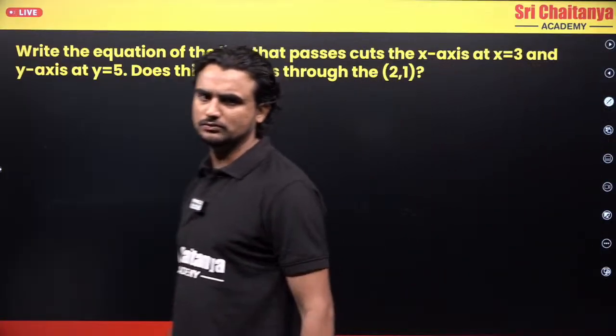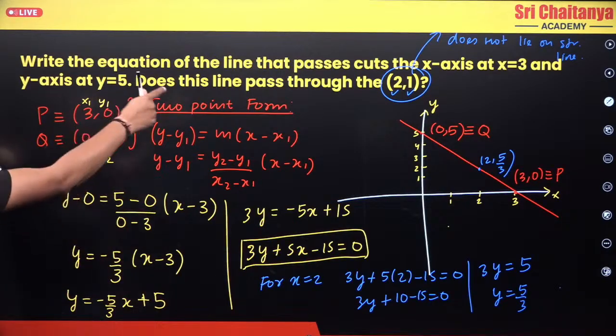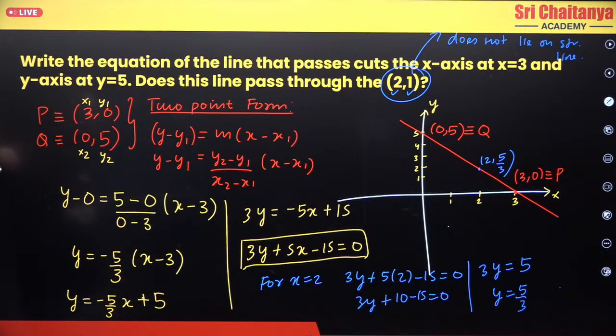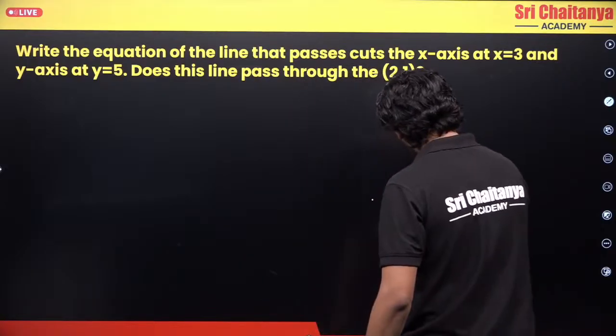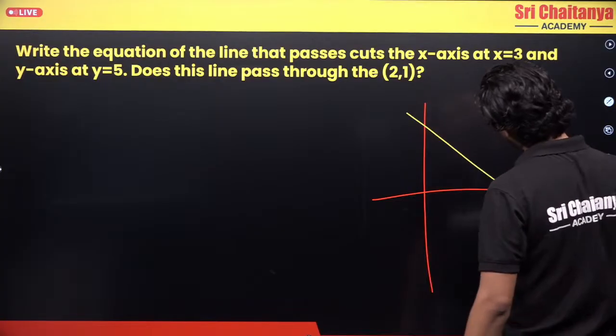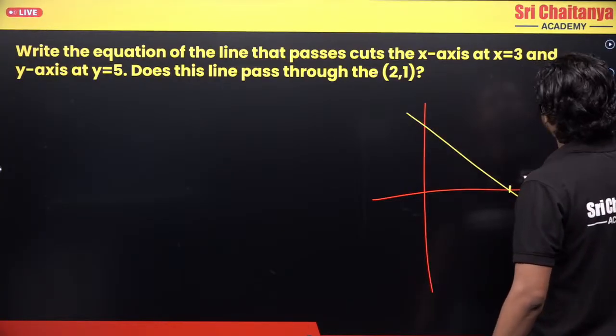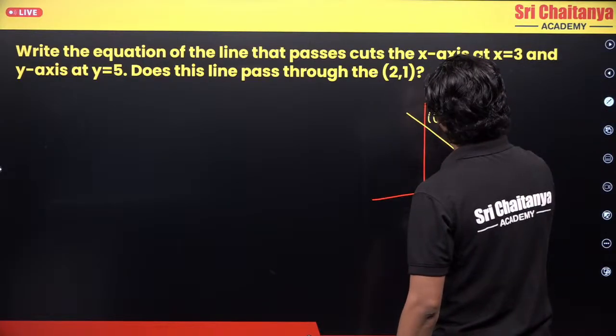So let's solve this question. In this question it is given, write the equation of the line that cuts the x-axis at 3 and y-axis at 5. If you look at this question, it is the same as the previous question, that it cuts the x-axis at 3 and y-axis at 5. Same question. So let's draw it again. What does the straight line look like? The straight line will look something like this, where it cuts the x-axis at 3, so this will become (3, 0), and y-axis at (0, 5).